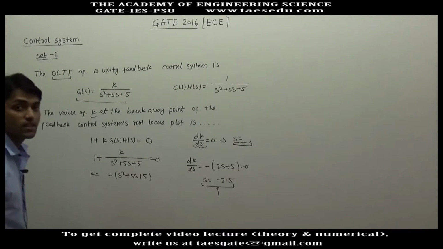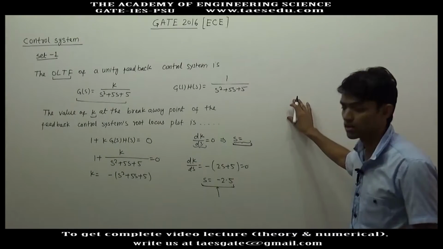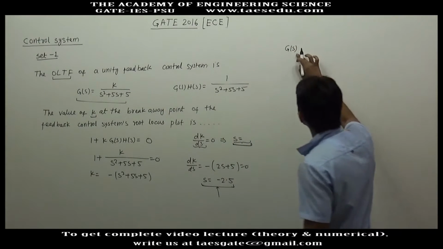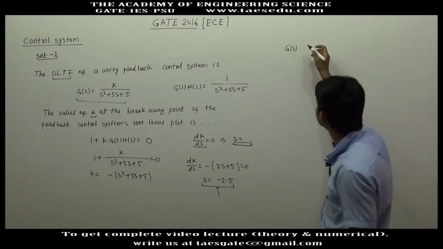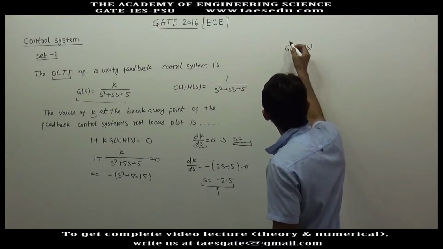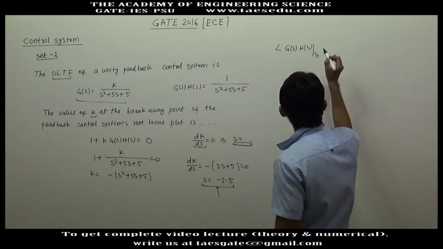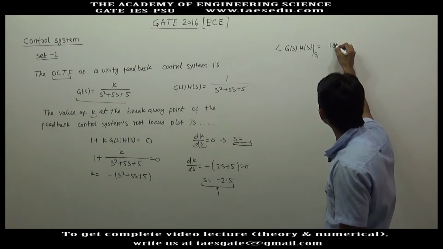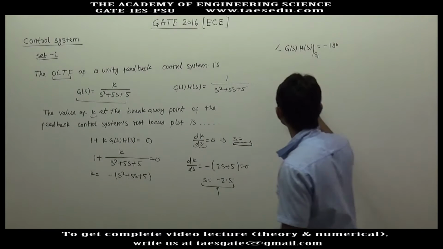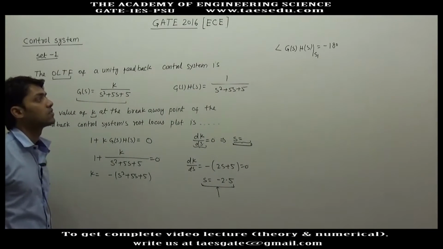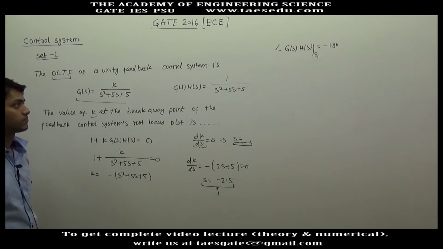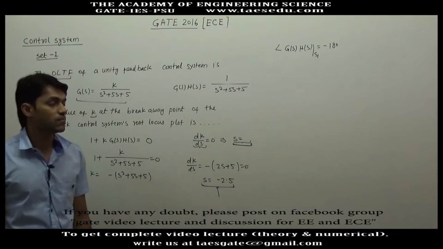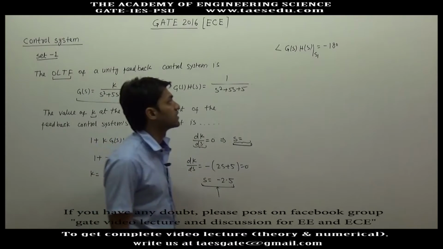So how do we check whether a point lies on the root locus or not? We studied in theory that if a point S1 lies on the root locus, then the angle of G(s)H(s) at that point will be equal to 180 degrees or minus 180 degrees. This is the condition for a point to lie on the root locus. This we have already studied in the lecture, and that video has already been uploaded on YouTube. So for detail you may refer to that lecture.